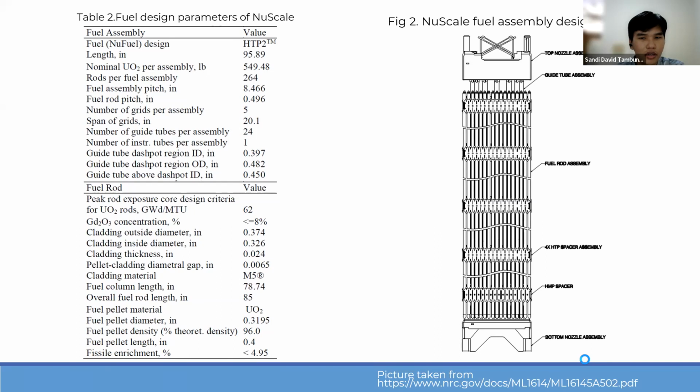From the 37 fuel assemblies of the NuScale, 25 fuel assemblies use a fuel mixture of uranium dioxide and gadolinium oxide, and the remaining 12 fuel assemblies utilize pure uranium dioxide fuel. All fuel design parameters and the fuel assembly structure of the NuScale are respectively shown in table 2 and figure 2.